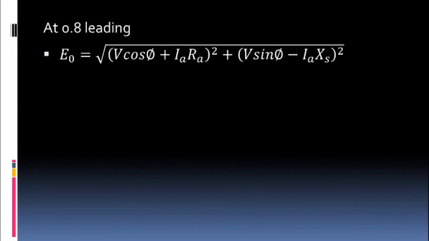The equation will be the same, but what will be the difference in the EMF equation for leading power factor? Negative sign, correct. So the same equation will be there: root of (V cos phi plus IaRa) square plus (V sin phi minus IaXs) the whole square. Where the negative sign comes is very important to remember.